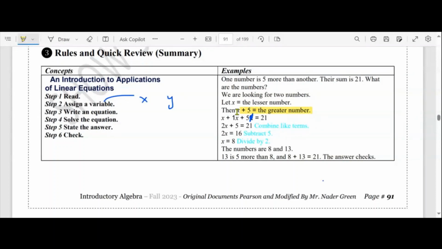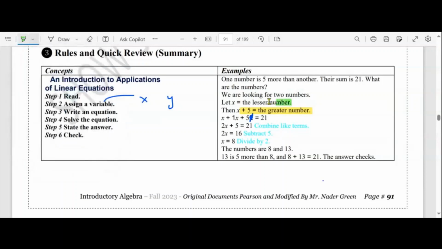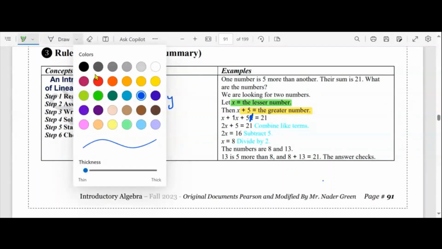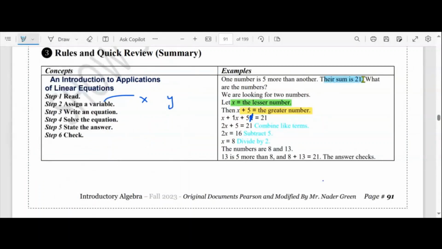So this is the big number. Where is the small number? This one, X. If you understand, raise your hand. So the small number is X, and the big number is X plus 5. Now he said the sum of the two numbers. What does the sum of the two numbers mean? It means we add them, right? We add X plus X plus 5.